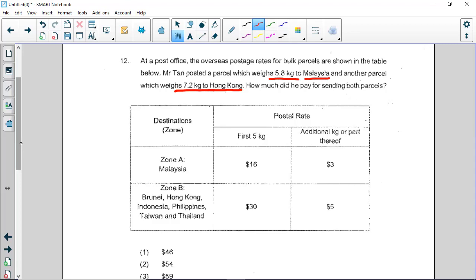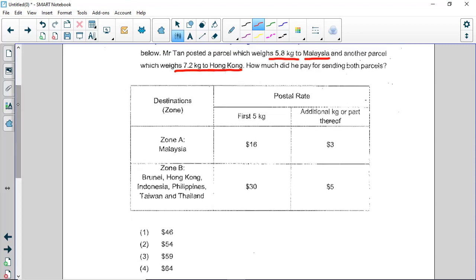All right, so let's look at Malaysia. So what's the method here? There is a method here, which is to draw your line. So Malaysia. So you draw a line, and that is how heavy? 5.8 kg. So you put down 5.8 kg and take out what? Take out the first 5 kg.